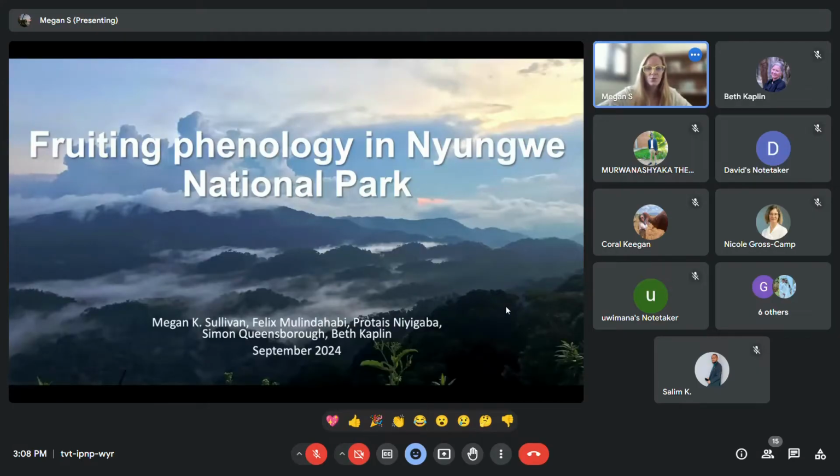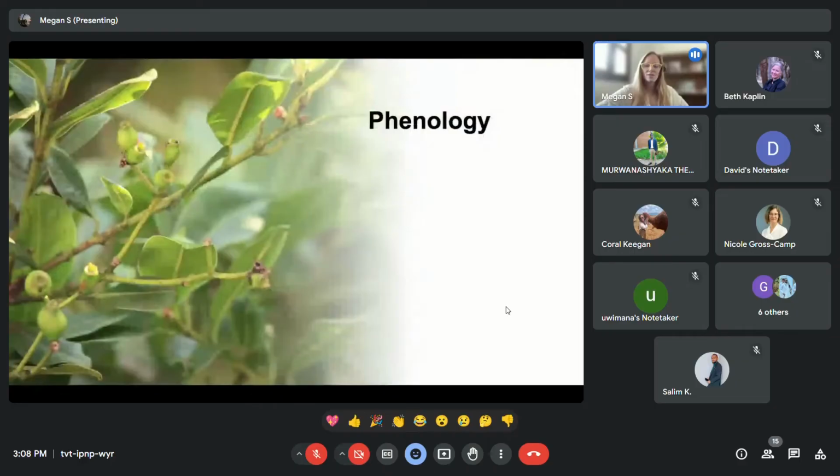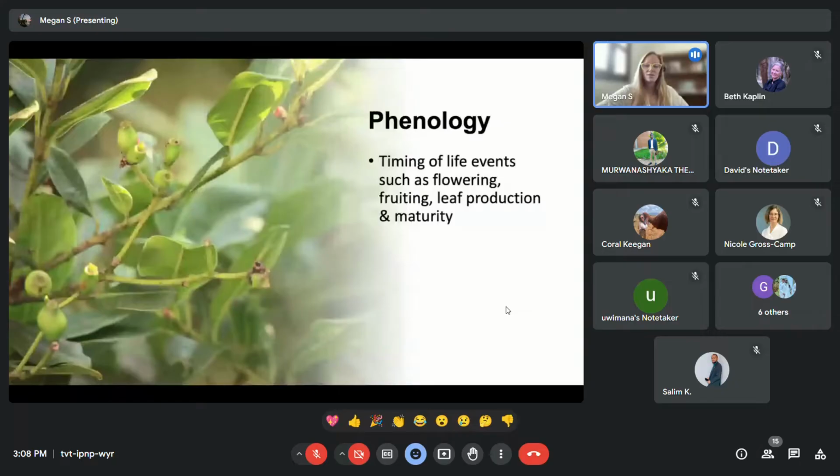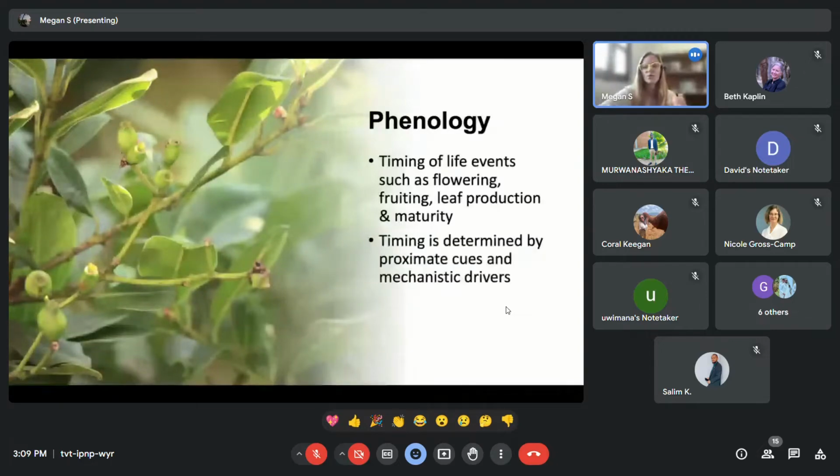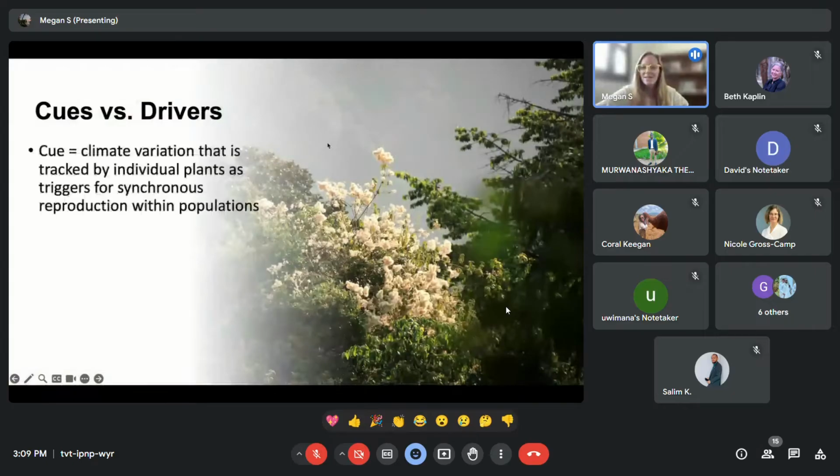So just as an introduction, phenology is just the study of the timing of life events. So things like flowering, fruiting, leaf production, and maturity. And this timing is something that we know in trees is determined by proximate cues and mechanistic drivers. But what is the difference between those two things, you might ask? Excellent question. A cue is a type of climate variation that's tracked by individual plants.